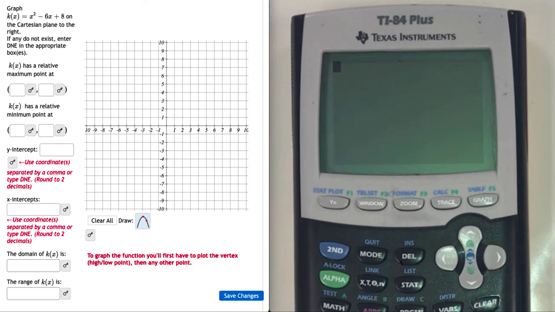Okay, this video is going to walk you through how to investigate a parabola equation. The first thing you're going to need to do is use your calculator and graph the equation. So press the y equals button.